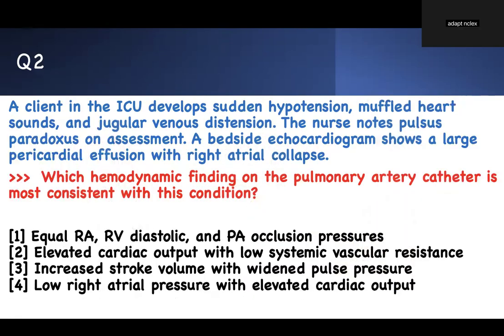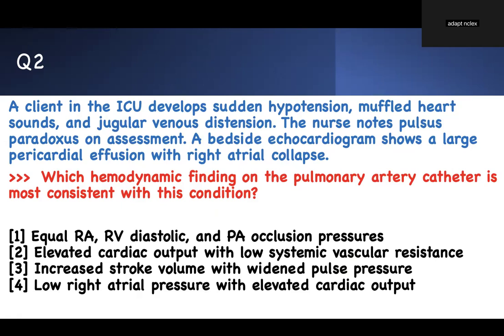Next question. A lot of information. Don't worry. Go for the buzzword. Which hemodynamic finding on the pulmonary artery catheter is most consistent with this condition? The client is in the ICU and develops sudden onset of hypotension, muffled heart sounds. Does that give you a buzzword? JVD. I've given you the Beck's triad. The next note, pulsus paradoxus.